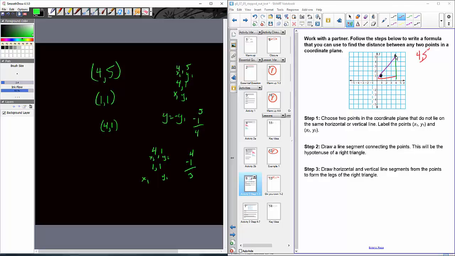And now I want to find the distance between these points up here, right? And so when I do that, I'm going to put my ordered pairs down. And I'm going to have 4, 5.